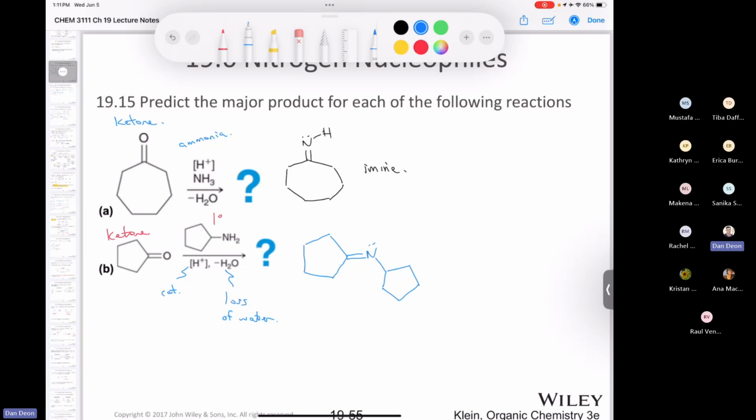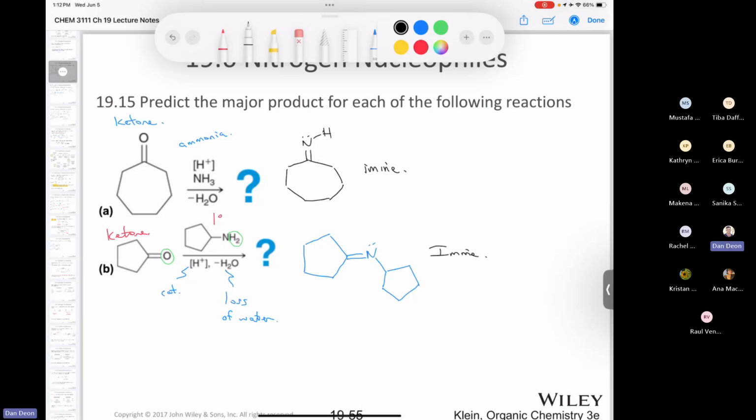So if you're like, well, where did the two hydrogens go? Let's think about that. You lost two hydrogens and an oxygen. Ooh, what does that make? That makes water. So that's where the water came from. So this would be categorized as an imine.